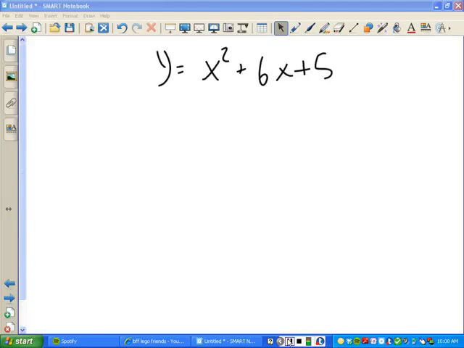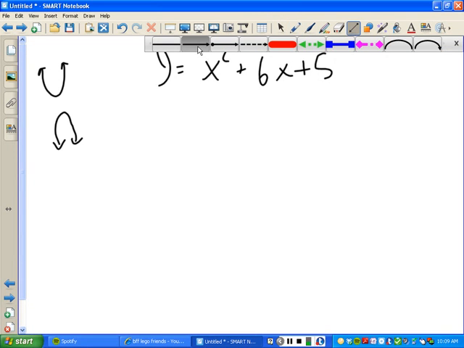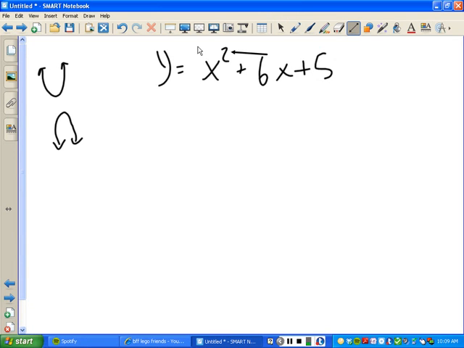Before you do anything, a couple observations. Number one, do I know what this graph is going to basically look like? We should know it's going to be a U. That U will either be a U that goes up, or a U that goes down. But I know it's a U because of the x squared. So this piece here tells me it's going to be a U.